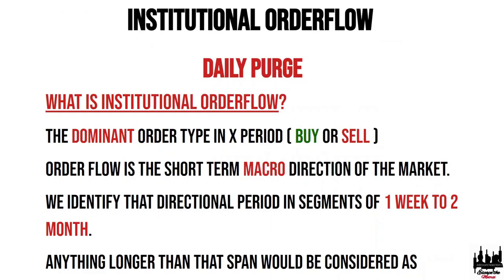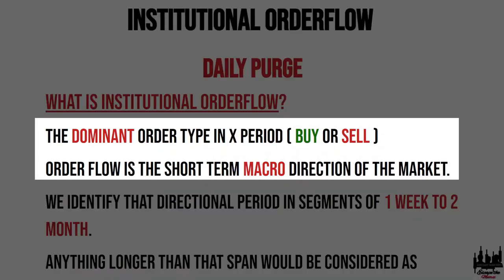What is institutional order flow? Institutional order flow is the dominant order type in a specific period of the market, and the order type is buy or sell, obviously. So basically, you're looking at the market at a specific time and you're seeing which orders are coming in more frequently from the institutions. Are the institutions buying more or are they selling more?